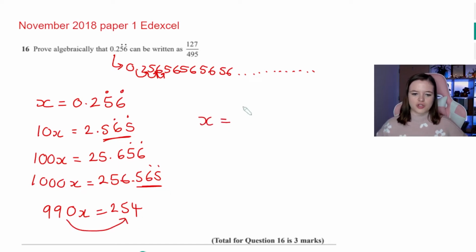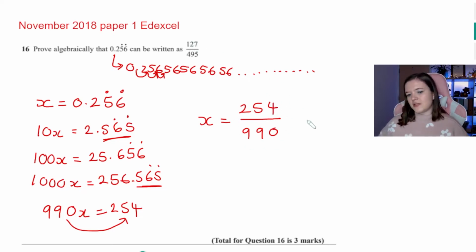x is then 254 divided by 990. Okie dokie then. And now is a task of making this look like that, right? So let's have a little think. What I'm seeing here is that I know that 27 times 2 is 54. So 127 times 2 is probably also going to be 254, right? That's what I noticed first. So I'm betting they've just halved this fraction. But let's do that, see what we get.